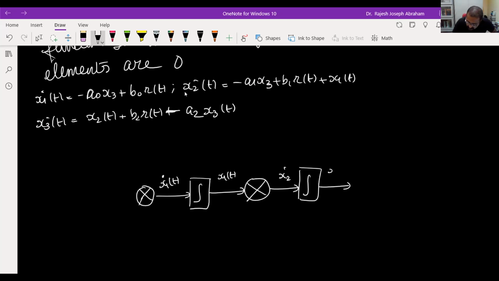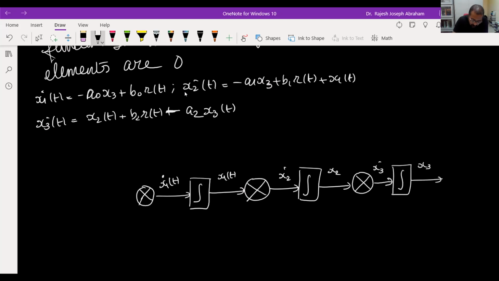Okay, here we get X2, right? Now, what is X3 dot? X2 plus this thing. So again, a summing point. There should be an integrator here. Okay, so this must be X3 dot, and here we get X3.